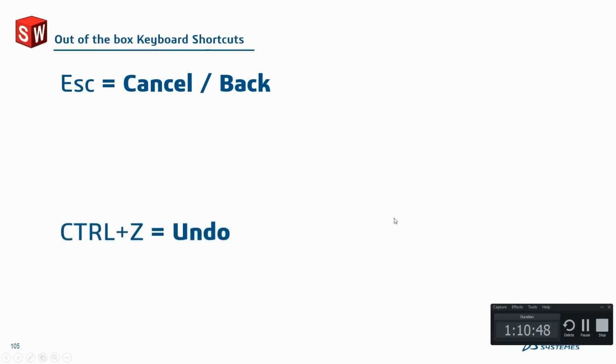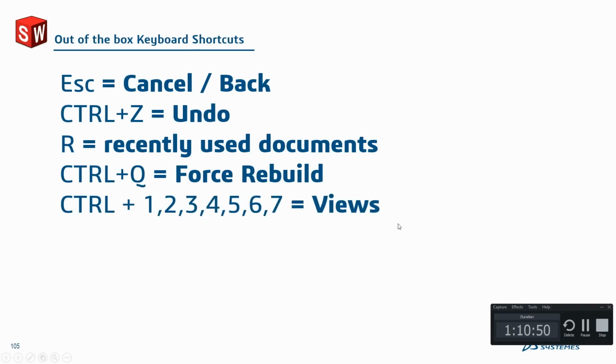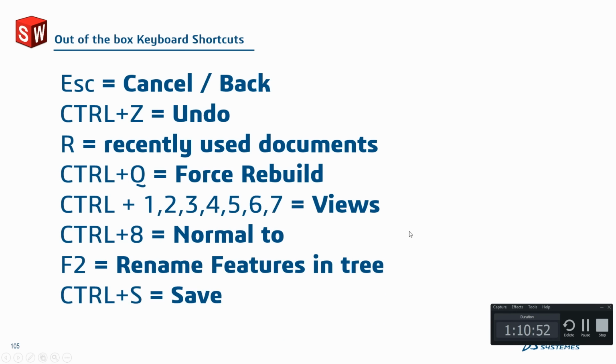Here's my favorite out-of-the-box shortcuts. Any more? No, that's it. So Escape, Control-Z, R, Control-Q, Control-1 through 7, Control-8, F2, and Control-S. These are ones that I use. When I made this list, I just looked down at the keyboard, and I was like, yeah, these are the ones I use. I remember. I put my hand there and saw where my hand naturally went to.